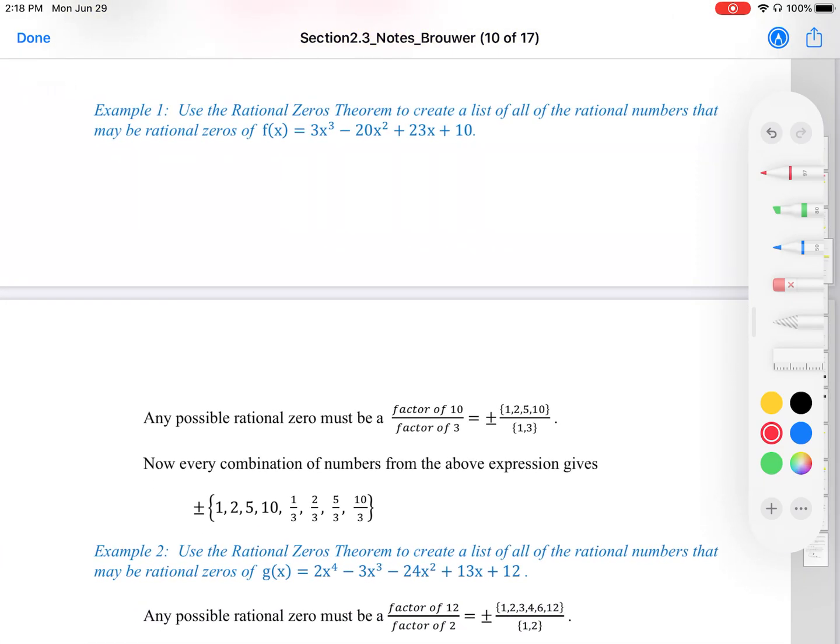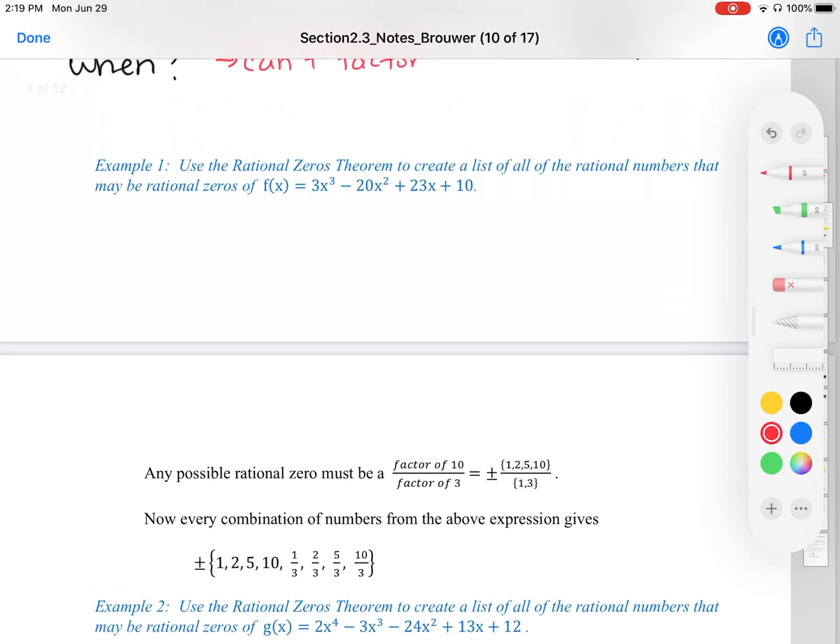Example 1. Use the rational zeros theorem to create a list of all the rational numbers that may be rational zeros of 3x cubed minus 20x squared plus 23x plus 10. All right, let's label our rule. So our rule says that I have to list my possible zeros, and that's made up from your factors of p divided by your factors of q, where p is your 10 and q is 3.